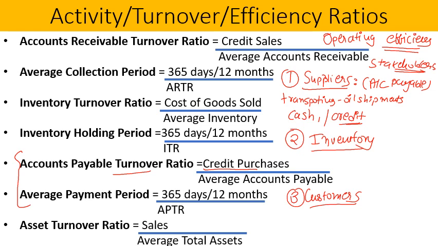Now we will go through the inventory side. How much time the company takes to use its inventory, or how much inventory the company has on hand at a given period of time, can be computed through inventory ratios. There are two ratios to measure that: the inventory turnover ratio, which is COGS divided by average inventory, and the inventory holding period, which is computed by 365 divided by the inventory turnover ratio.